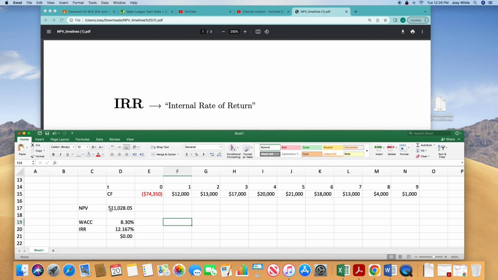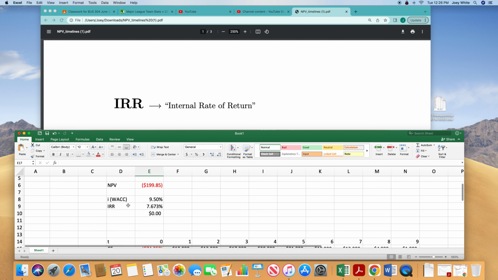Remember, notice how they had a positive net present value, which indicates they should do it, right? And notice that their IRR is greater than their weighted average cost of capital, right? That means investors are earning, as a result of the company undertaking this business expansion, an annual rate of return that exceeds their required return of 8.3%. They're going to actually earn 12.167% as a result of this business expansion instead of their required return of just 8.3%.